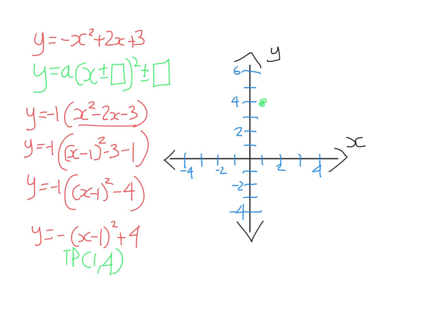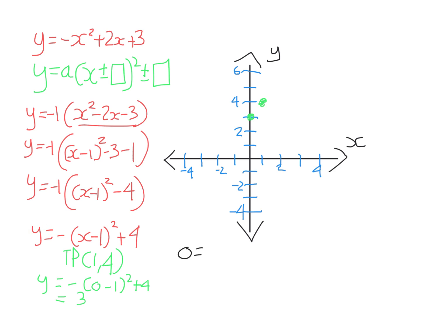1, 4 is there. Okay, what would be the y-intercept? So for the y-intercept, I replace x with 0, so I get -(0 minus 1) squared plus 4. I actually get y equals +3. So the turning point is here, y-intercept is here. So now let's have a go at finding the x-intercept. So just as we let x equal 0 to find the y-intercept, we let y equal 0 to find the x-intercepts. So I'm just going to replace here y with 0.